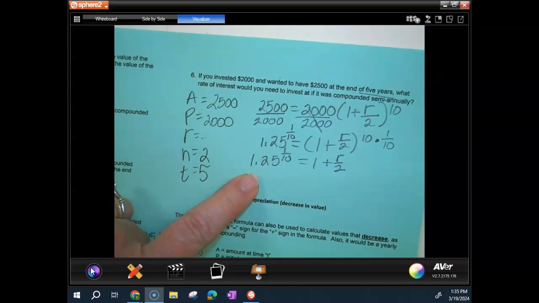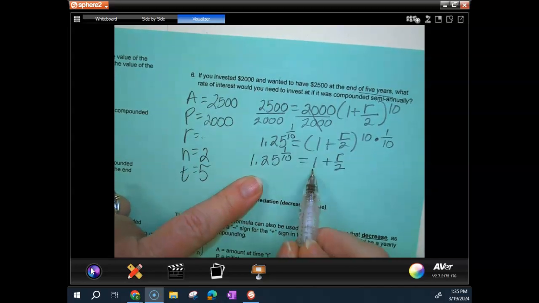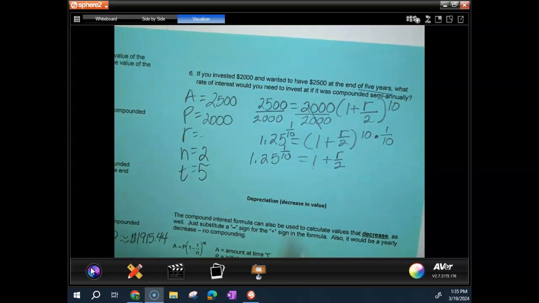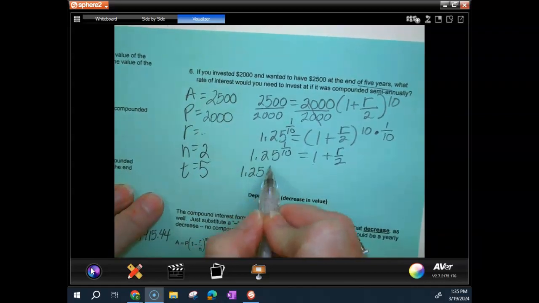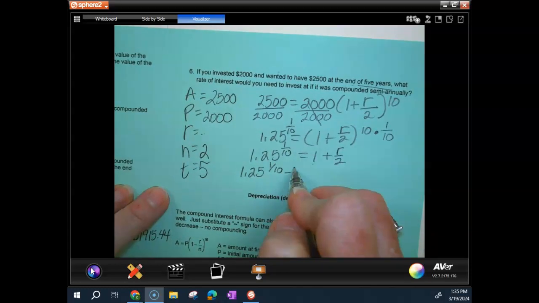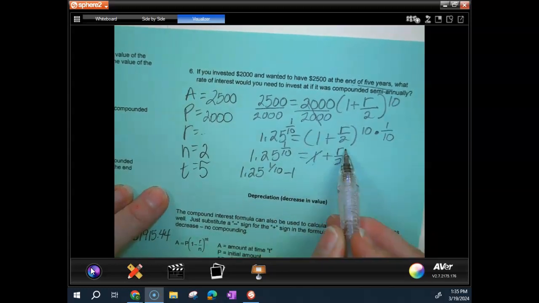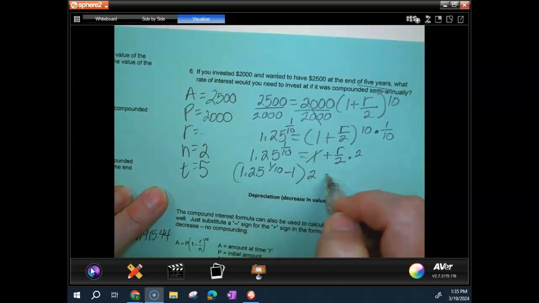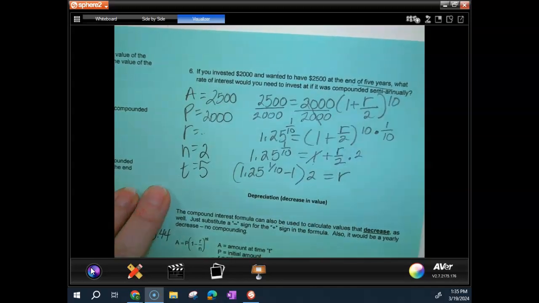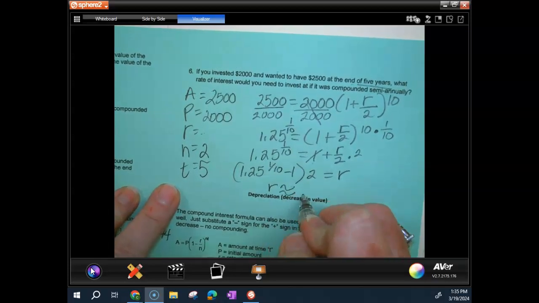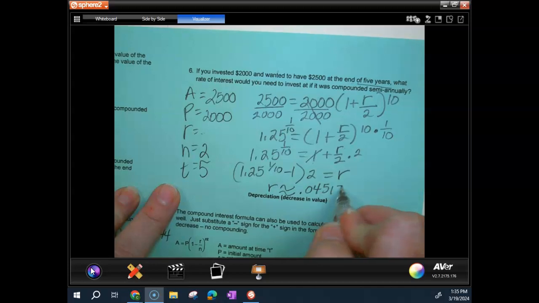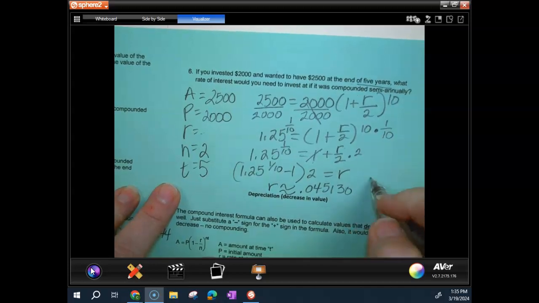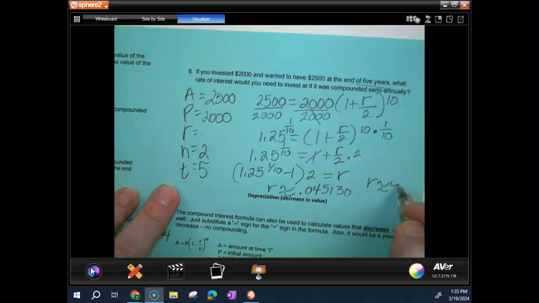So when I do that, I'm going to have 1.25 raised to the 1/10, and then I'm going to subtract 1 and multiply by 2. So I'm going to take this, and I'm going to subtract 1. That gets rid of this. That leaves me R over 2. How do I get rid of the divide by 2? Multiply by 2. So I'm going to multiply this side by 2, and that gives me my rate. And my rate is approximately equal to 0.04513, which gives me a rate of approximately 4.5%.